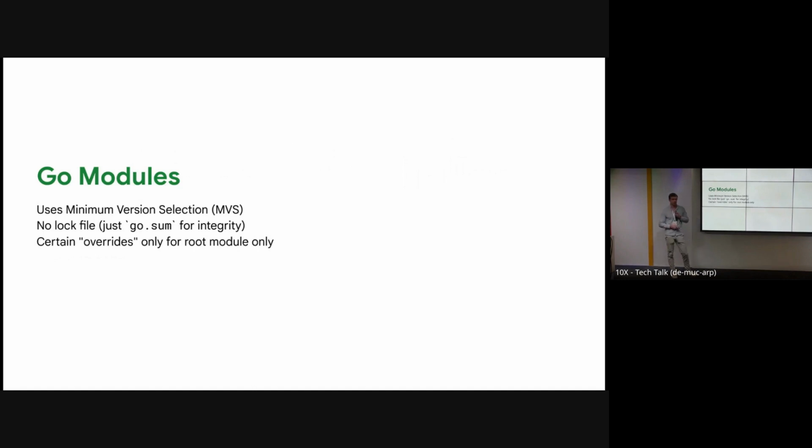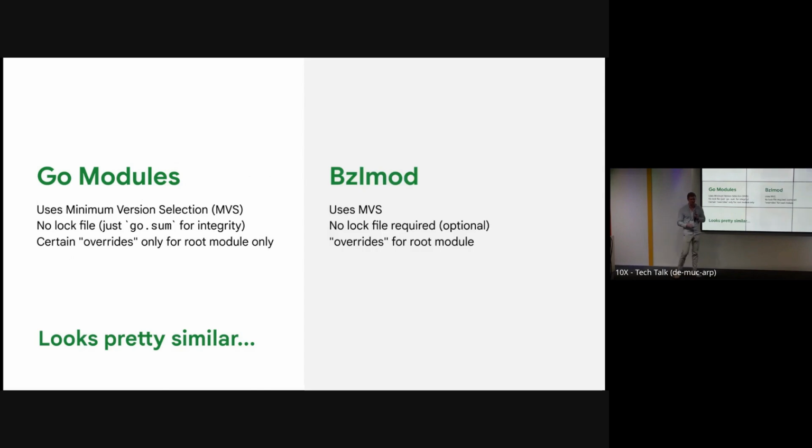So let's now look at how Go modules works. So Go modules uses minimum version selection. This is done without a lock file because minimum version selection is deterministic, so there's no need to check this in. But there is the go.sum for integrity purposes. And then the root module file, the root go.mod file, is allowed to declare overrides. So it can replace certain versions and it can exclude certain versions. This looks a little bit similar, right? And yes, it's very similar to the way Bzlmod is designed.